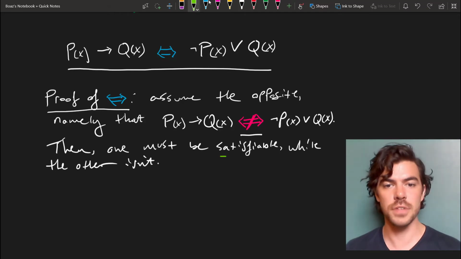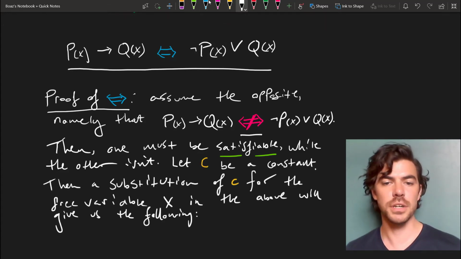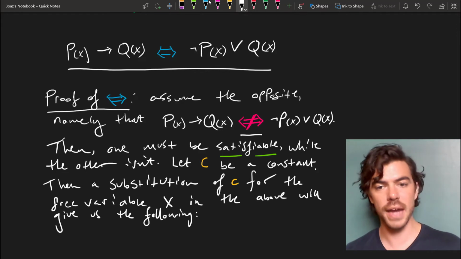From this it follows that one of them must be satisfiable while the other isn't. So in that case there's a substitution of a constant for these variables which renders one true and the other false. So let's pick a constant. We'll call it c. Then we want to substitute c for the free variable x in the above formulas, which will give us the following sentences.